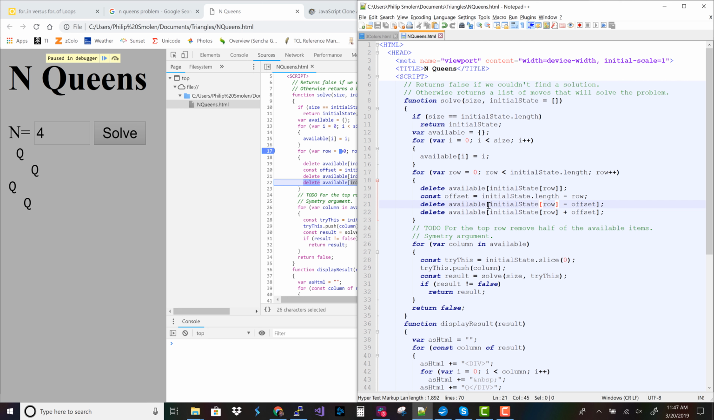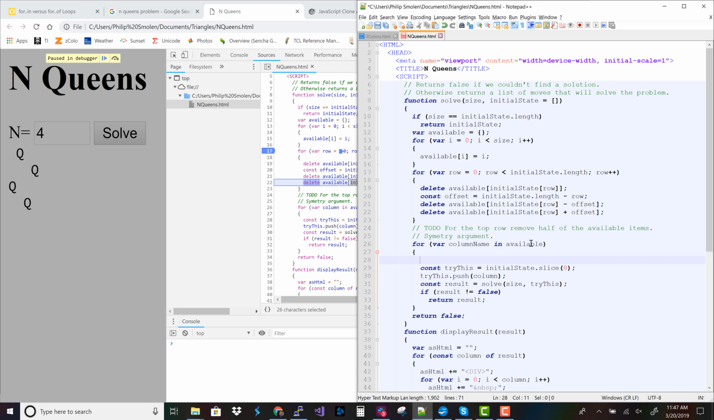It was treated as a string somewhere, and then it got passed around in several places as a string. Okay, so what it's going to do now is iterate over every column name. That's what "in" really means, is everything that's in available. That's the name.